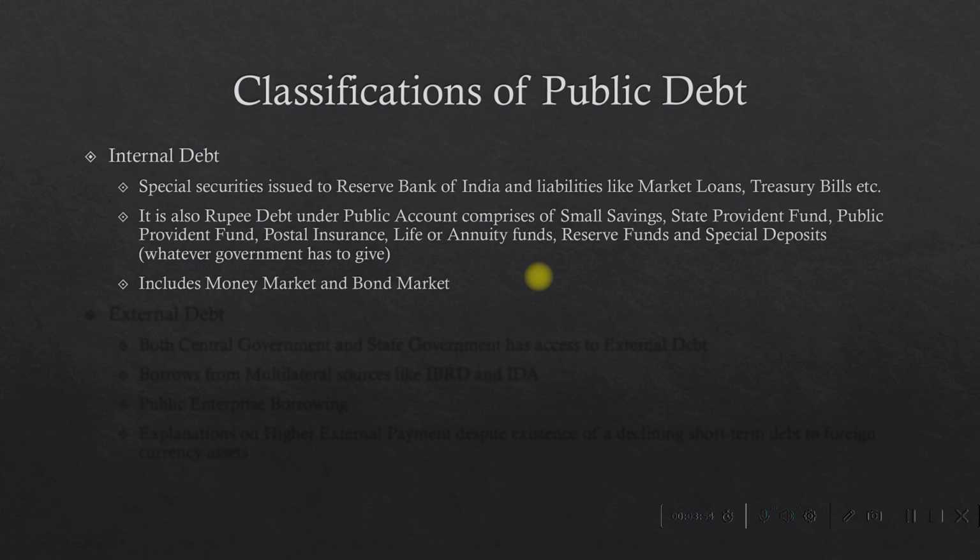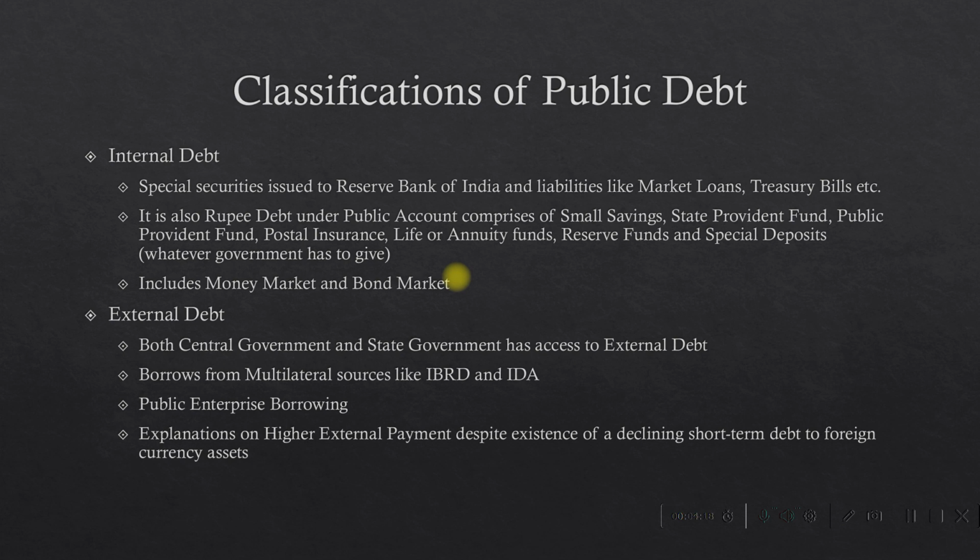The principal regulatory authorities of the debt market are the Government of India, Reserve Bank of India, Department of Company Affairs, Ministry of Finance, and the Securities and Exchange Board of India. So that is basically internal debt. Now let us see what external debt is.